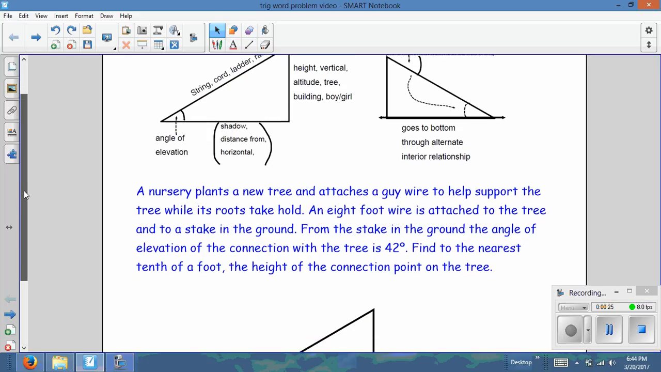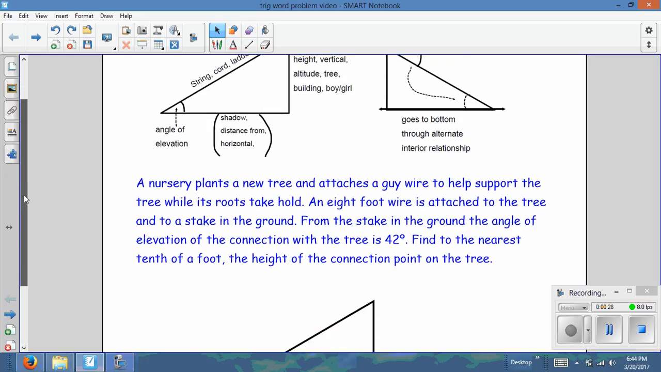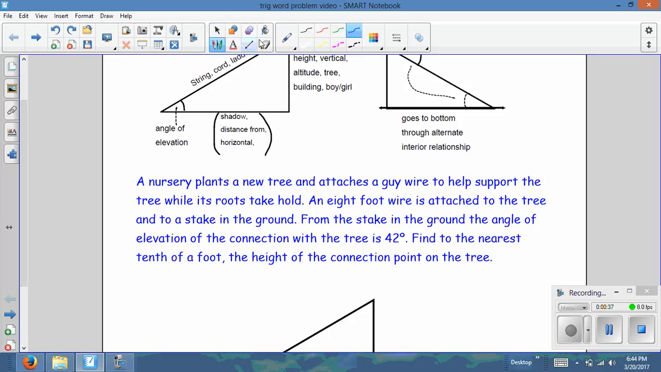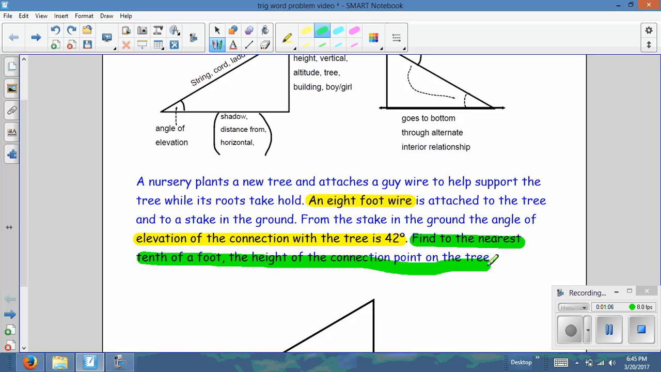So our question is, a nursery plants a new tree and attaches a guy wire to help support the tree while its roots take hold. An 8-foot wire is attached to the tree, so that's pretty important. Let me go ahead and just take care of that. An 8-foot wire. Definitely need that. Is attached to the tree and a stake to the ground. From the stake in the ground and the angle of elevation, so we got an angle of elevation is 42 degrees. Find to the nearest tenth of a foot the height of the connection point to the tree. So find the height of the tree.